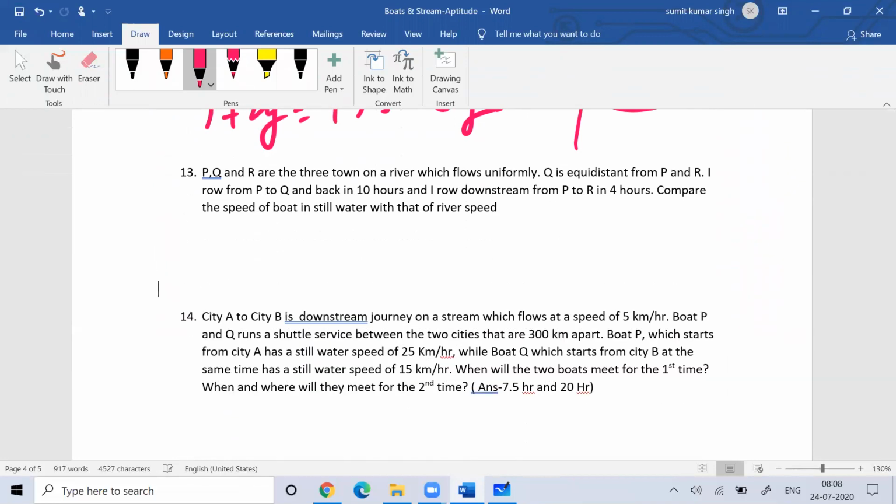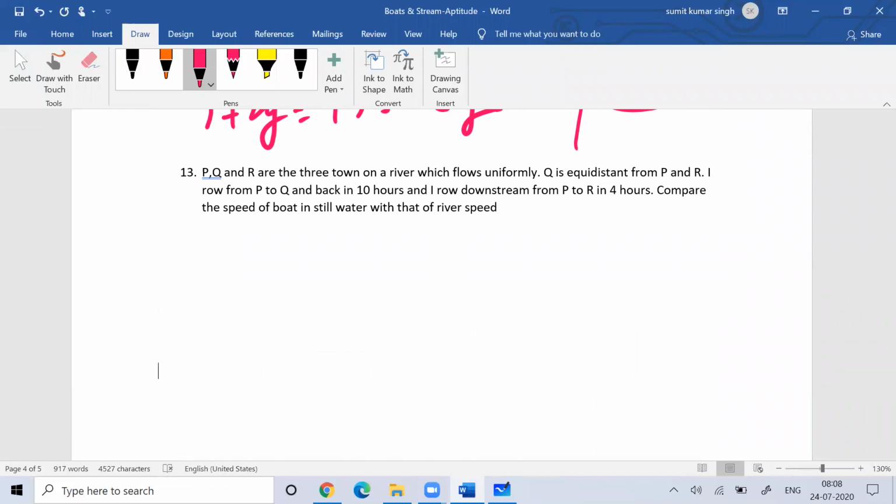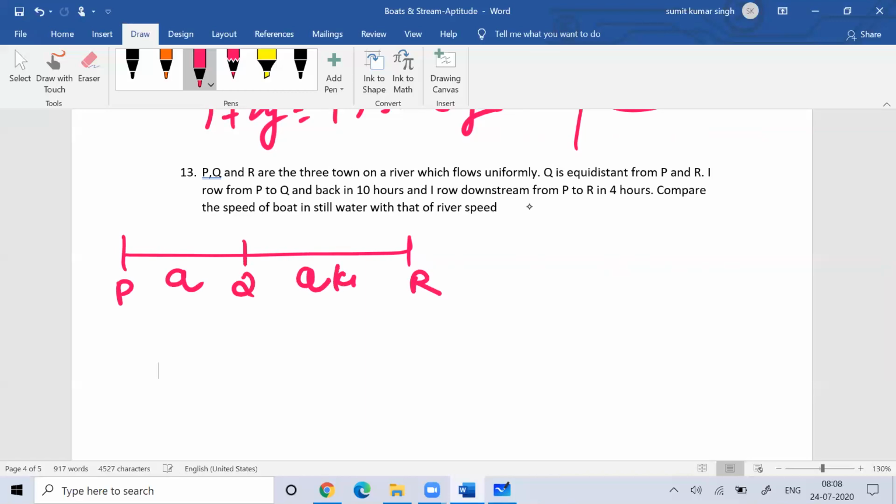So you can see the next question. P, Q, R are three towns on a river which flows uniformly. Q is equidistant from P and R. So P, Q, R, this is a kilometers.